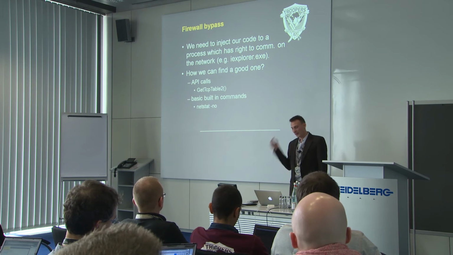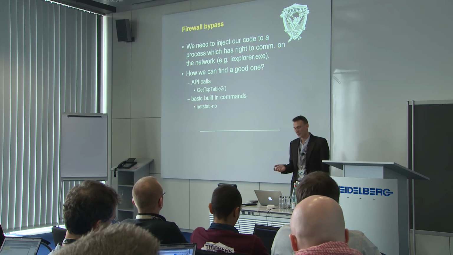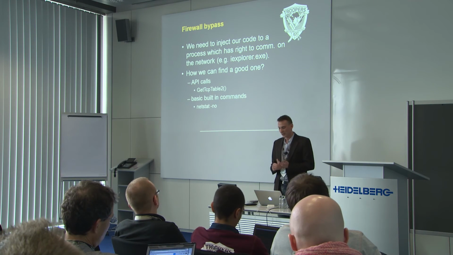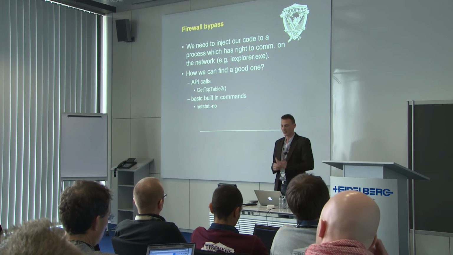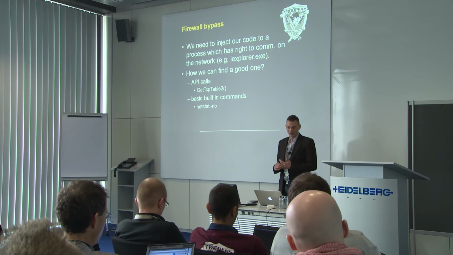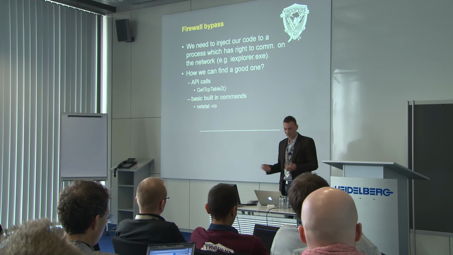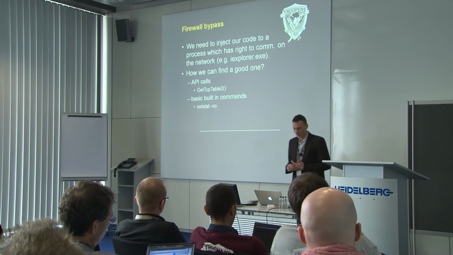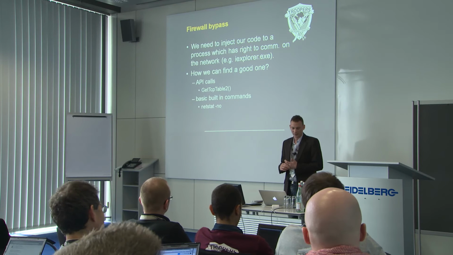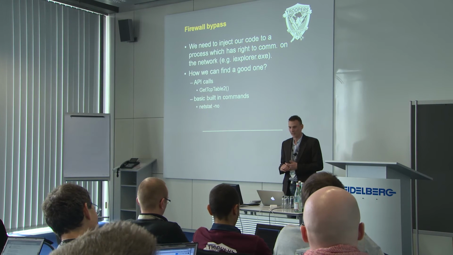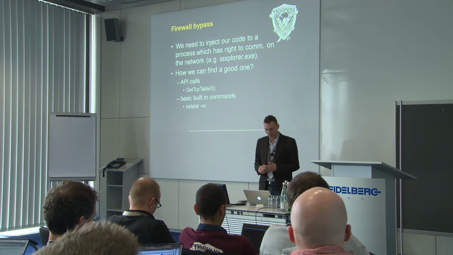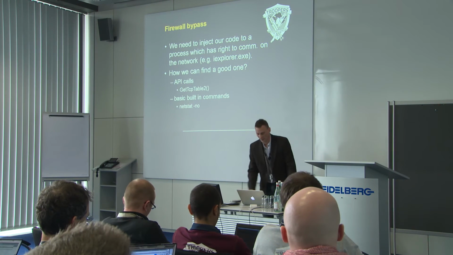Okay, and if we can inject our code, which will be the good process for our purpose. The good candidate has a right to communicate on the network. How can we guess which process has this right? We can retrieve a list of processes and the sessions with the API calls, for example, GetTcpTable, or another way is to use netstat and parse the text output of the command. And I use the second one.